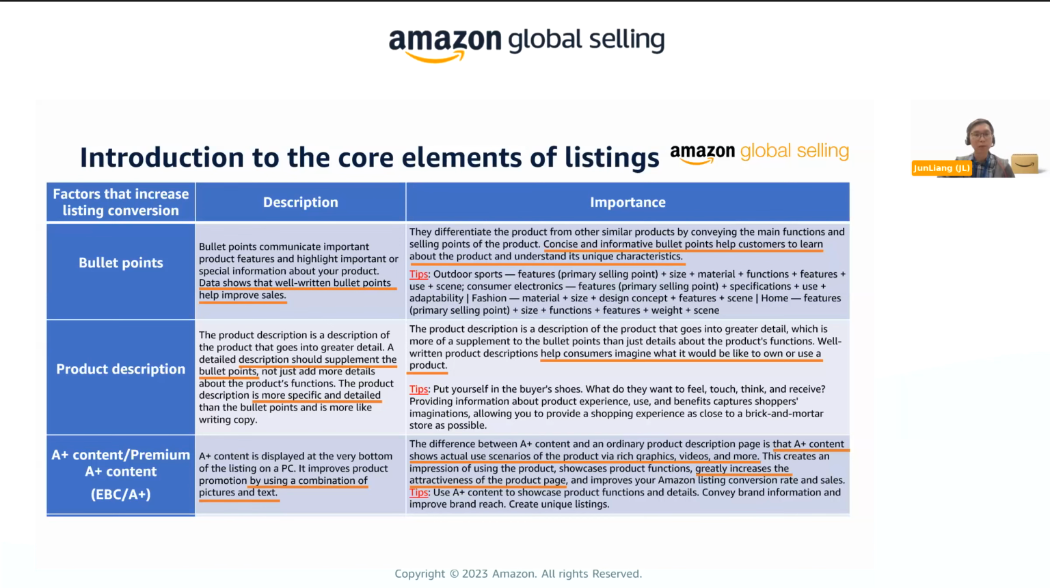So you can do a little bit more than the normal listing, because by using A+ content, you can show your actual scenario of the product via rich graphics. You can include videos and more. I will explain a little bit more on A+ content in the slides down. This also greatly increases the attractiveness of the product page, and will help to convey your brand information and lead to better conversion as well.